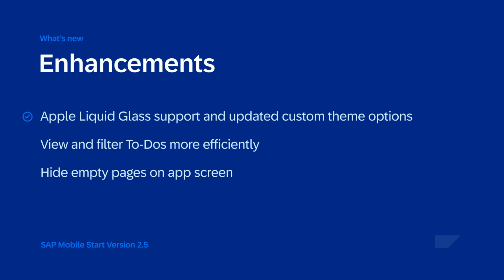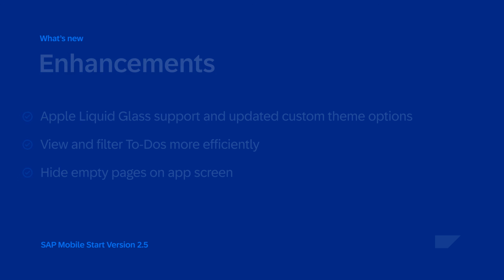Also, several updates have been made for the to-dos displayed inside SAP Mobile Start to view and filter them more efficiently. Empty pages, which contain no mobile-enabled content, will not be displayed anymore to allow the user to focus on mobile-relevant content. So, let's jump in and explore each of these features in more detail.